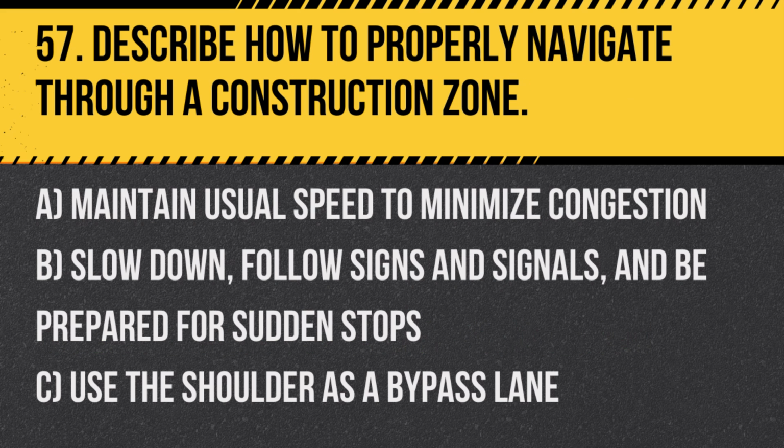Question 57. Describe how to properly navigate through a construction zone. A. Maintain usual speed to minimize congestion. B. Slow down, follow signs and signals, and be prepared for sudden stops. C. Use the shoulder as a bypass lane. Answer. B. Slow down, follow signs and signals, and be prepared for sudden stops. Construction zones require heightened awareness and adherence to posted instructions for safety.